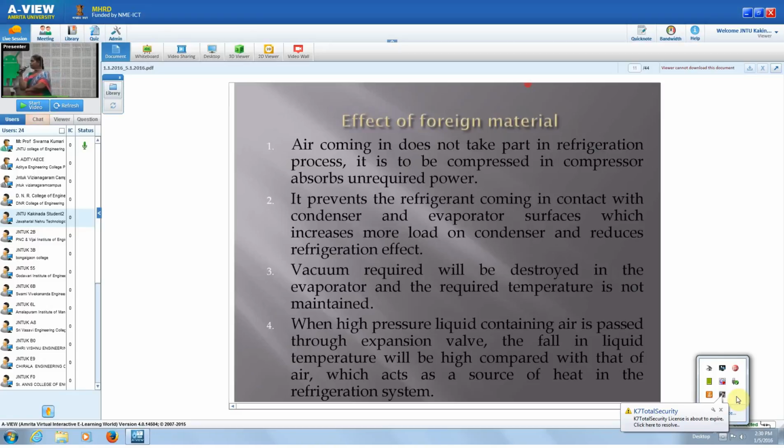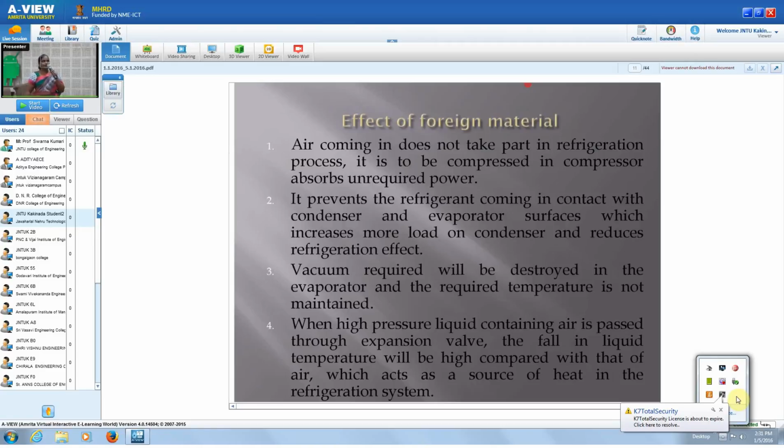Then effect of foreign material over the refrigeration cycle. Whatever foreign material is available is always air. If air is mixed with the refrigerant, then what are the disadvantages? The heat transfer may not be proper in the condenser, and proper refrigeration effect will not be produced in the evaporator. So all these disadvantages are there. Okay, let us see one by one.